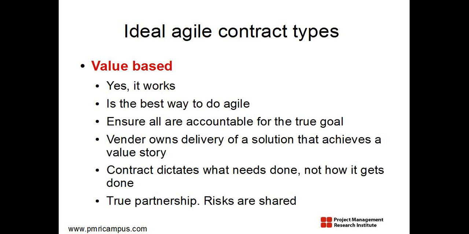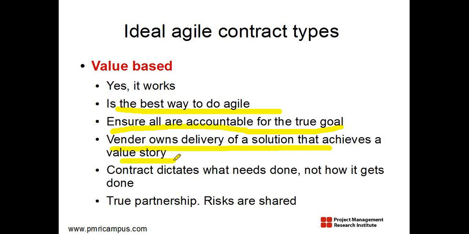So he's not going to give you the screenshots and the file structures and those kinds of things, and acceptance tests and all. Acceptance tests will be for the business value. If you can reduce the cycle time by 10%, then I'll give you this kind of money, and that's it. So here you are forced to work very closely with the customer in resolving the business problem. This is the best way to go agile, and it ensures that all are accountable for the true goal of solving the problem. The vendor owns delivery of a solution that achieves the value story.